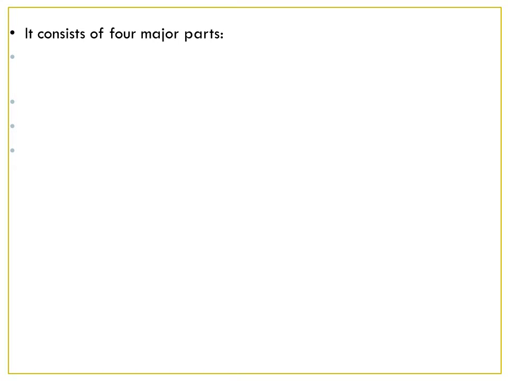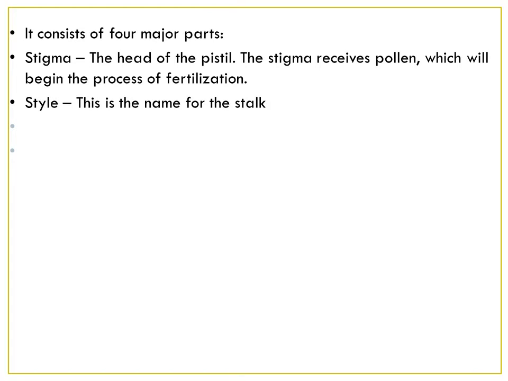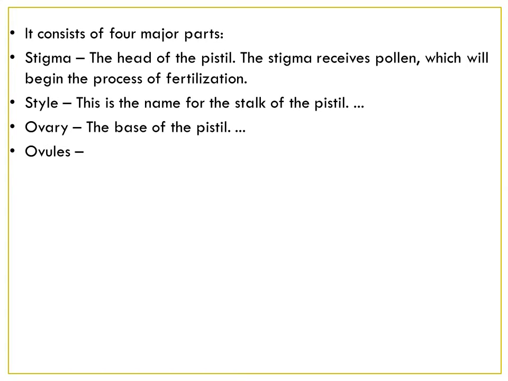The pistil consists of 4 major parts: stigma, style, ovary, and ovules. Stigma is the head of the pistil. Stigma receives pollen, which will begin the process of fertilization in flowers. Style is the name of the stalk of the pistil. Got it? Ovary is at the base of the pistil. Next we'll see the ovules. These are the flowers' eggs located inside the ovary.